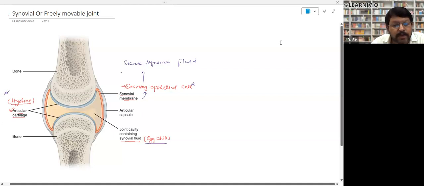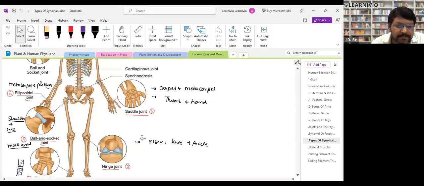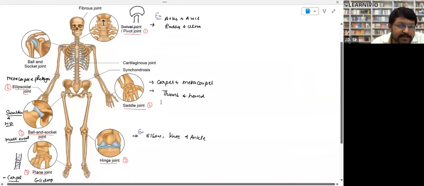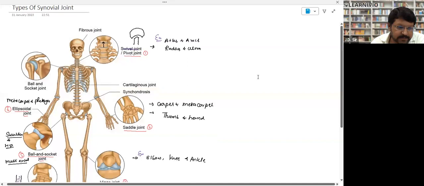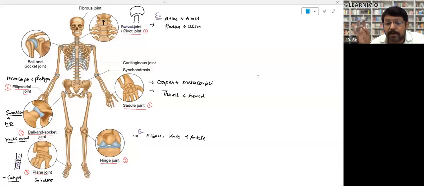Now, the types of synovial joint. There you have to remember only examples. You will find lots of questions, but all the questions have been asked only on examples. There are three types of joint: fixed, slightly movable, and freely movable. Freely movable joints are called synovial joints. Synovial joints are of six types.